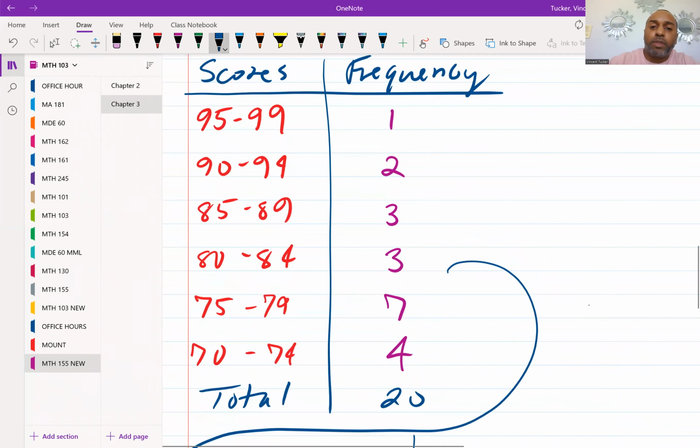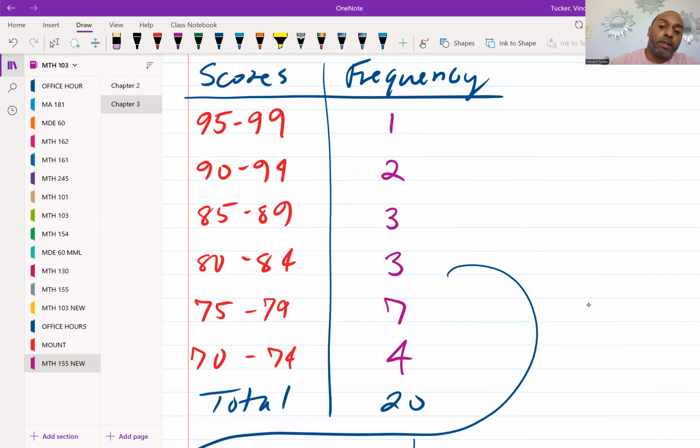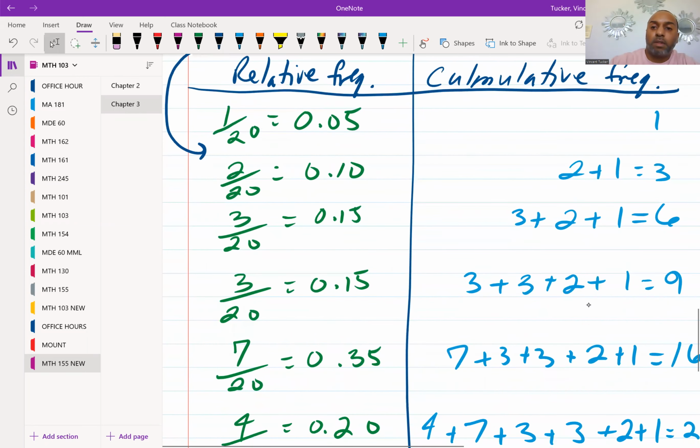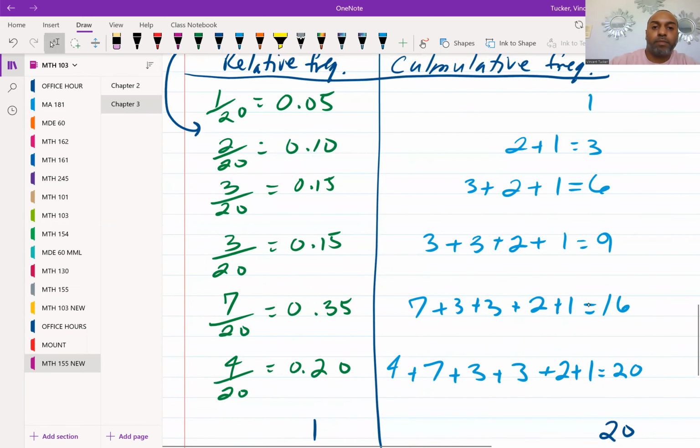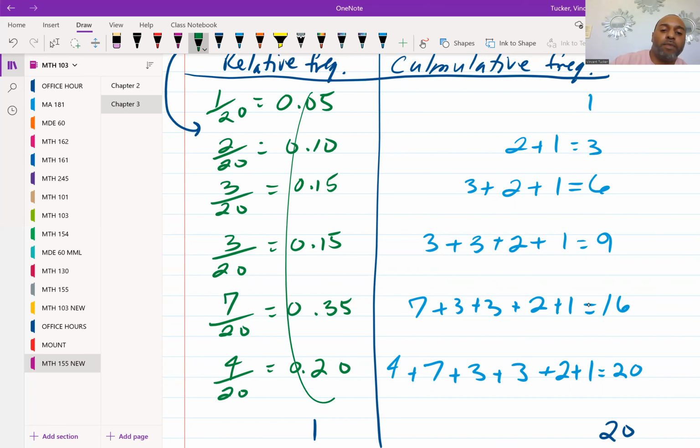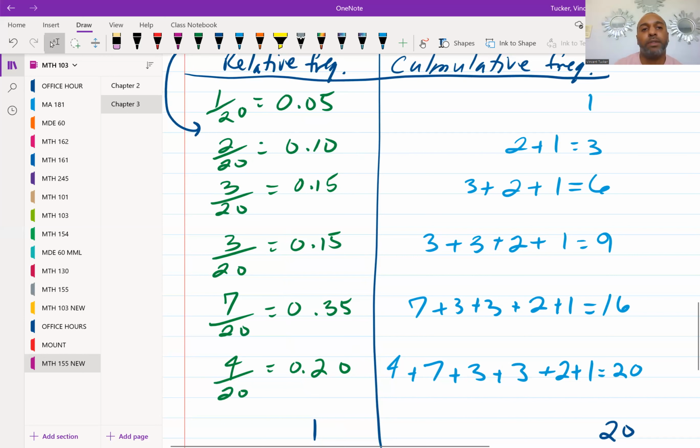Each one of these numbers right here, you're going to place over 20. So 1 over 20 is 0.05. And this is your relative frequency, the third column. 2 over 20 is 0.1. 3 over 20 is 0.15. Got 3 over 20 again, so of course, that would be 0.15 again. 7 over 20 is 0.35. And 4 over 20 is 0.2. When you add up your relative frequency, it should give you 1.